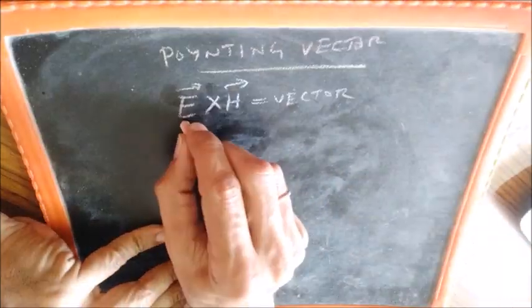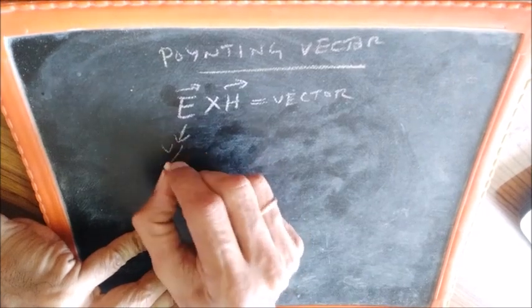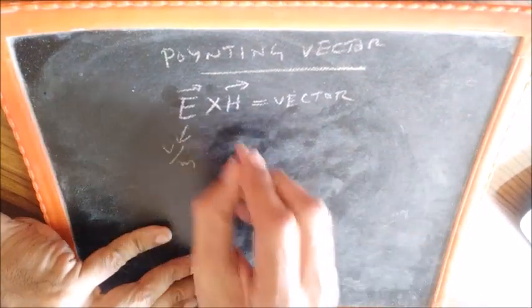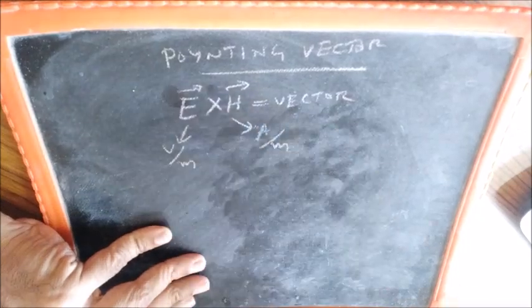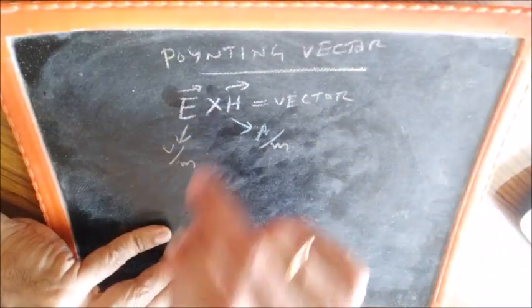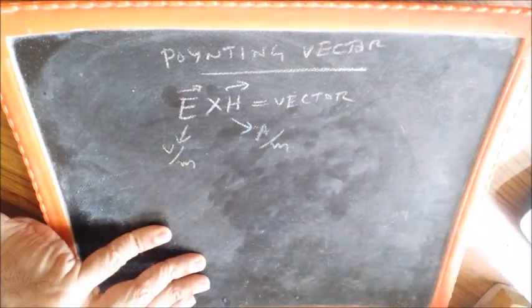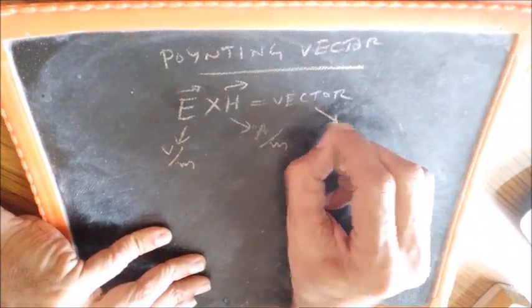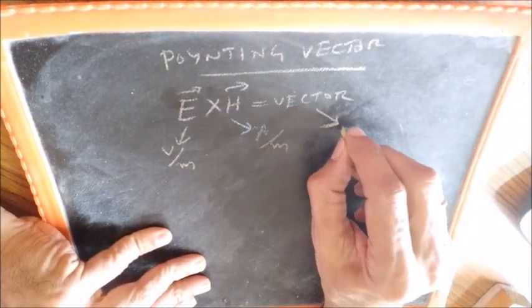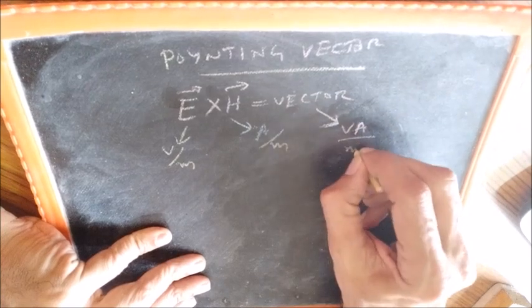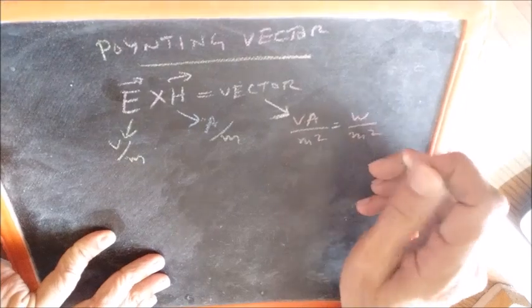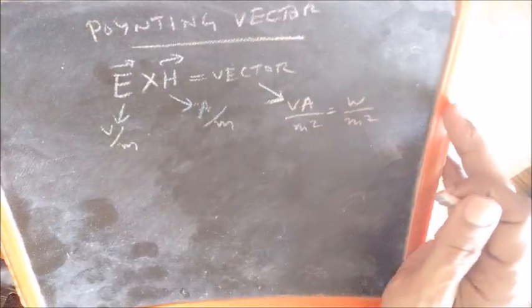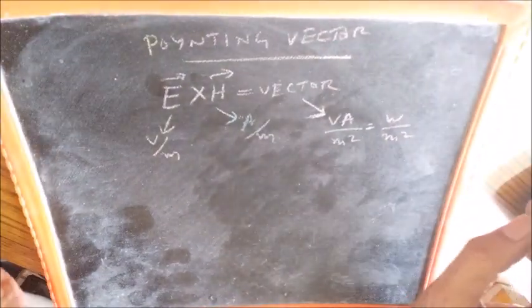Now, you know the unit of electric field is volt per meter, and H, the magnetic field, has a unit ampere per meter. When you take the cross product, the unit of the resultant vector will be volt ampere by meter square, which is nothing but watt per meter square. Dimensionally, it is watts per meter square.